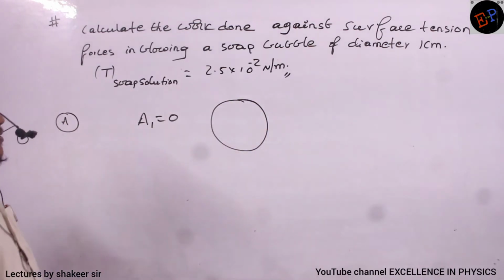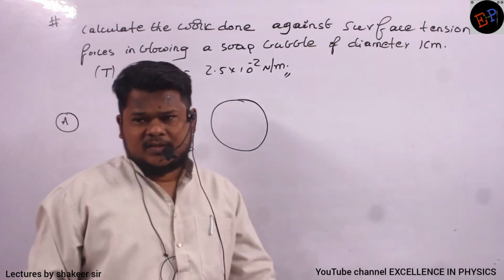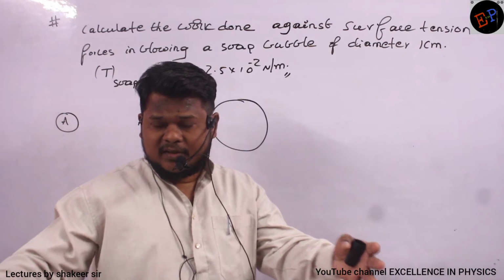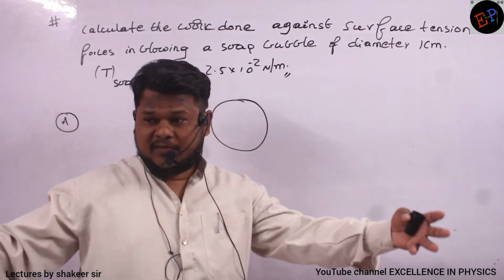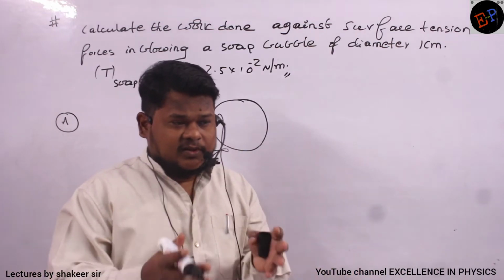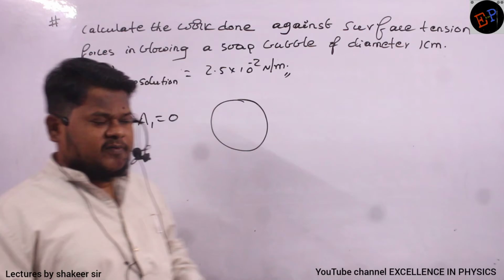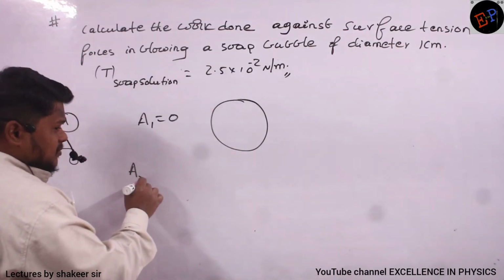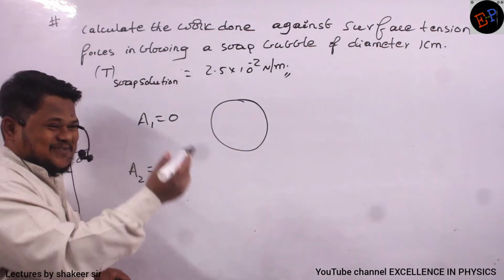Okay. Now can you say what is the surface area of a soap bubble? To increase area only, we are discussing. We are not discussing about work done to increase the total volume of the bubble. We are discussing only increase in surface area. So what is the surface area of a soap bubble? Surface area. 2 pi r. Pi r square. That is the area of a circle.